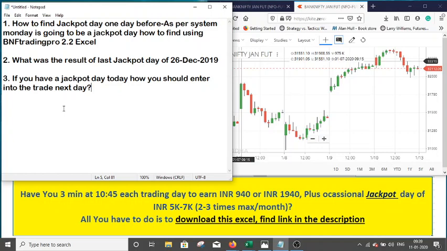Number three, if you have a jackpot day today, how you should enter into the trade next day. We use a different Excel sheet to trade next day, so I will show you that also.